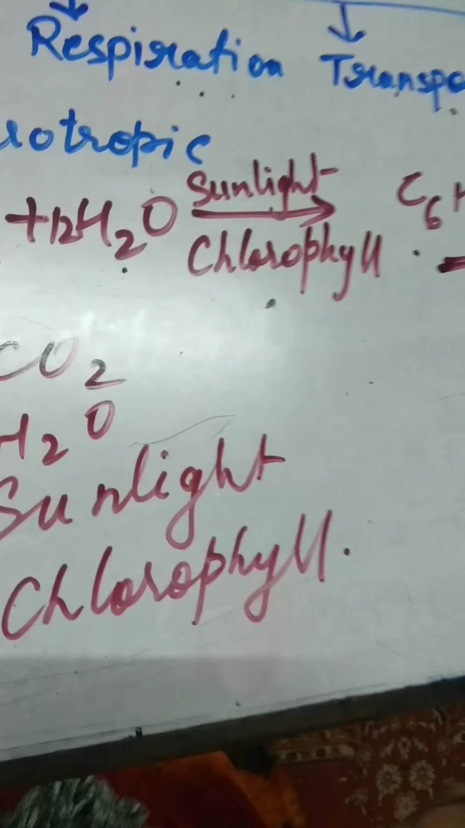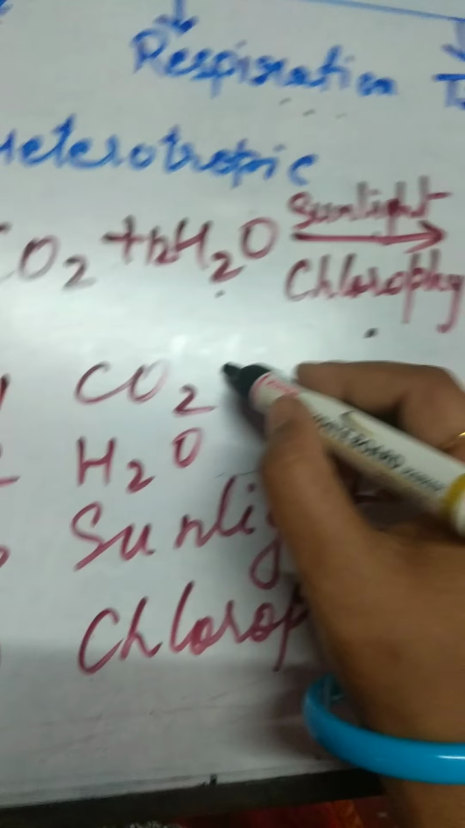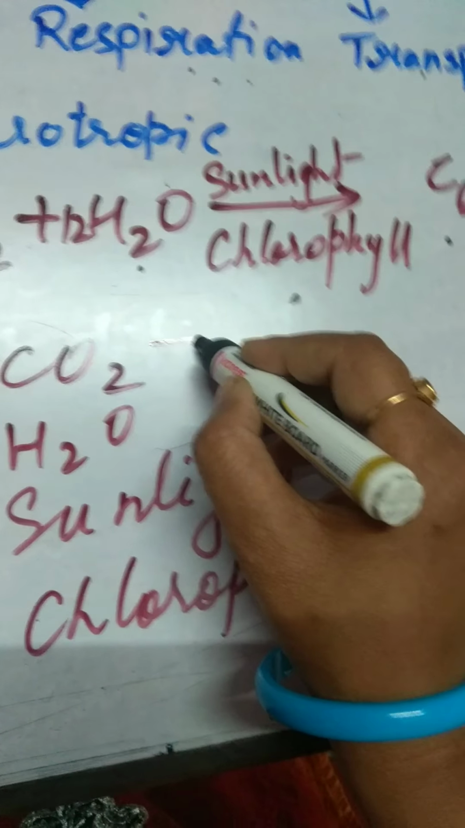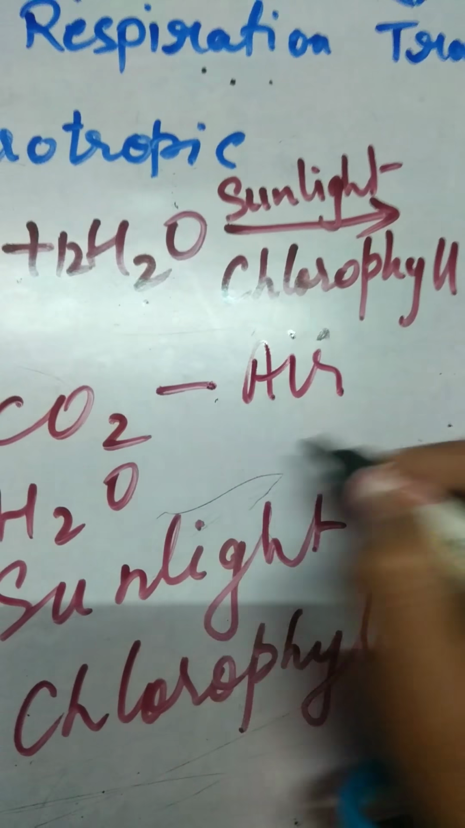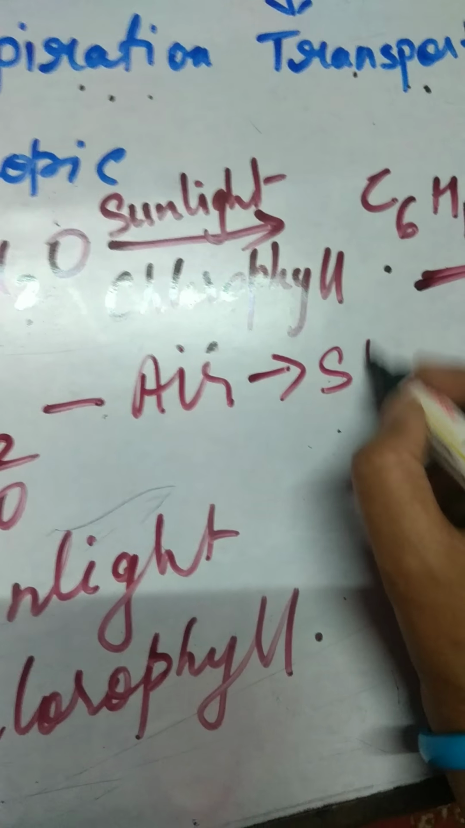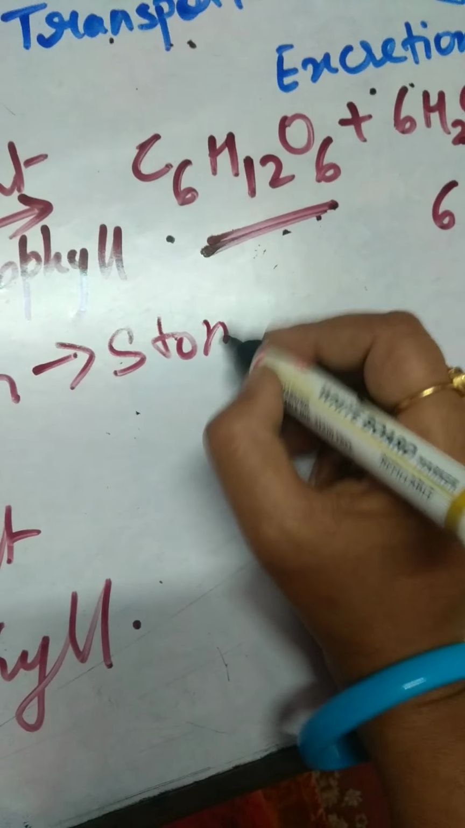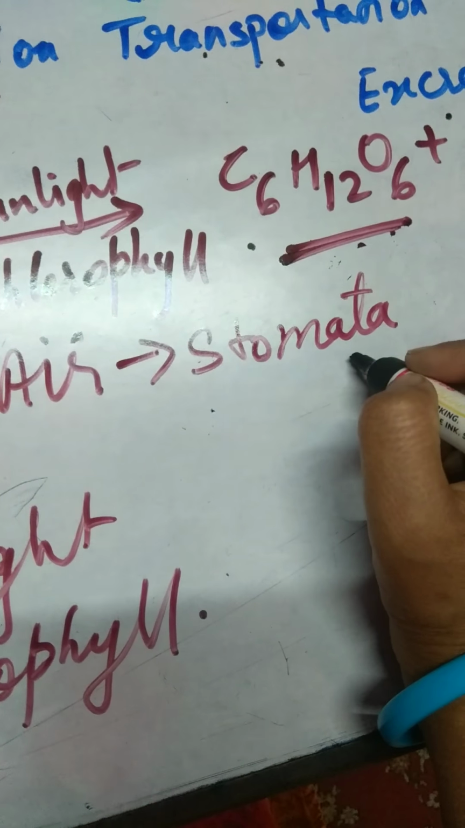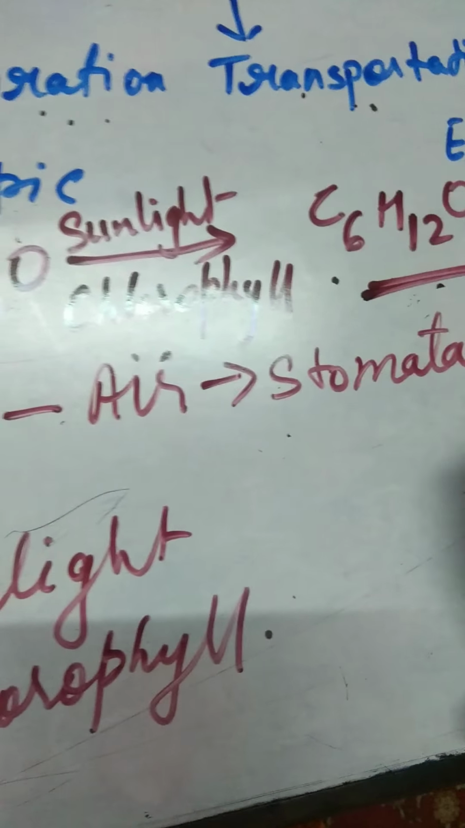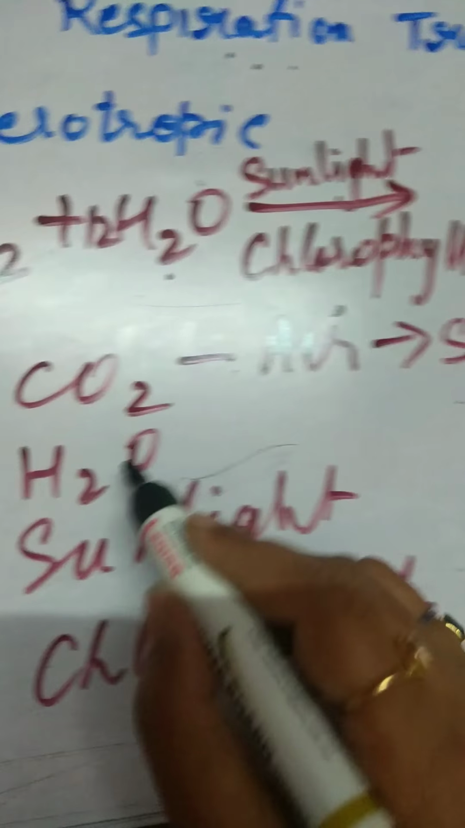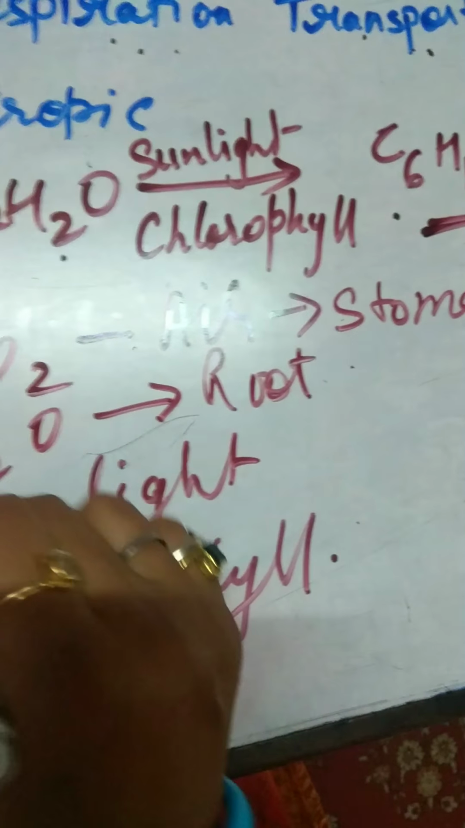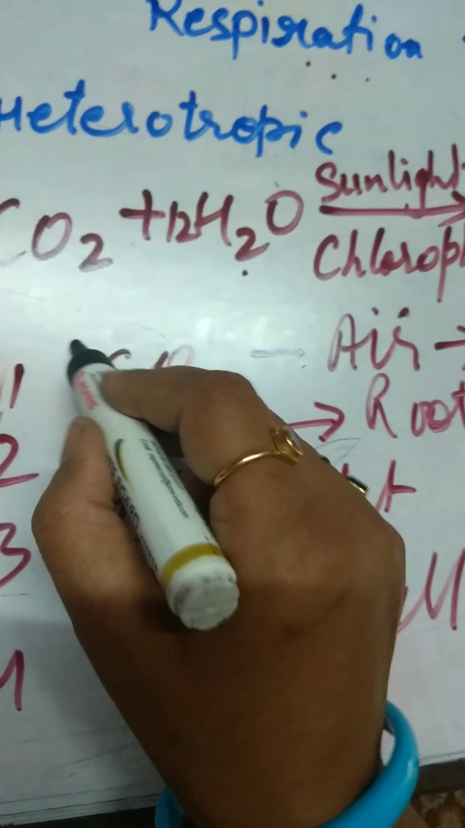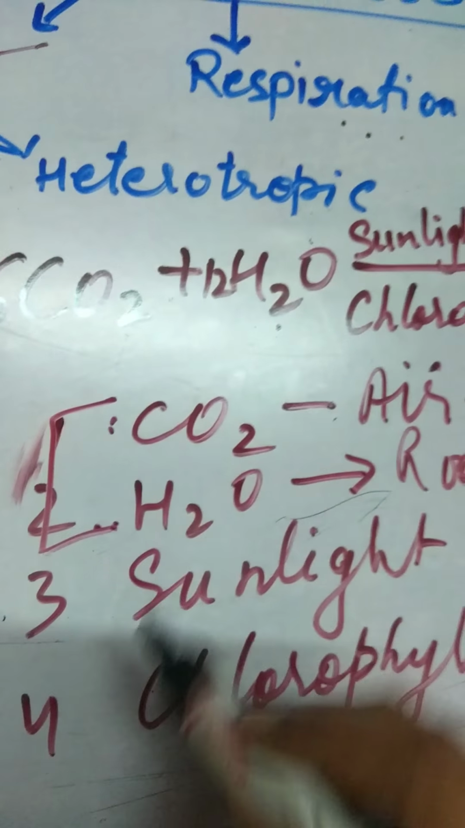Clear? So, from where do we get carbon dioxide? From the atmosphere, and it enters through stomata, and oxygen is released through stomata. Now, water is absorbed by the root from the soil. These are the two raw materials used by the plants.